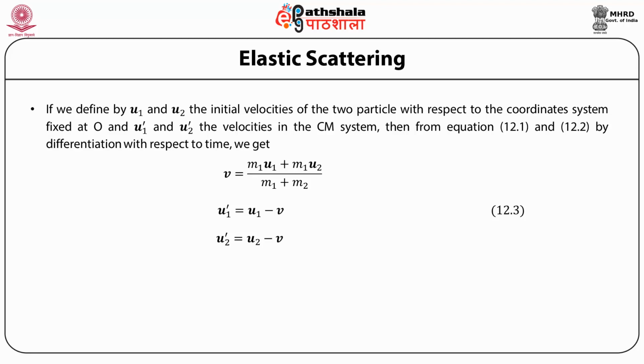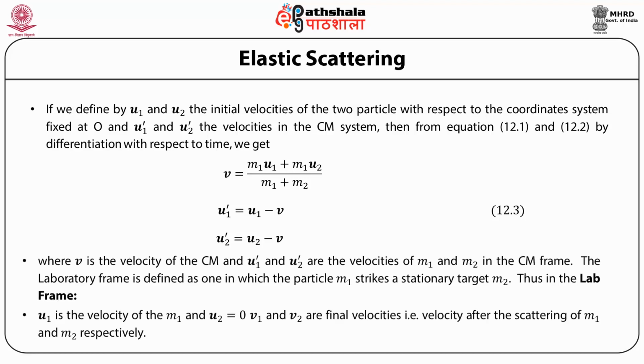And likewise, the velocities of the particles 1 and 2 with respect to the center of mass are given by u1 prime is equal to u1 minus v and u2 prime is equal to u2 minus v. Here v, of course, is the velocity of the center of mass, and u1 prime, u2 prime are the velocities of m1 and m2 in the center of mass frame.